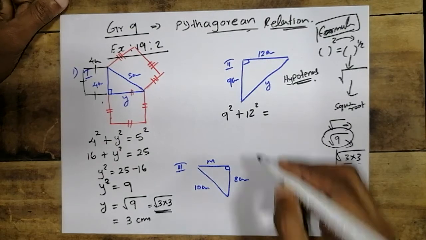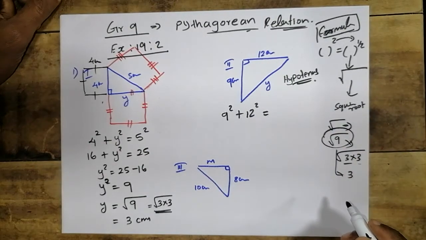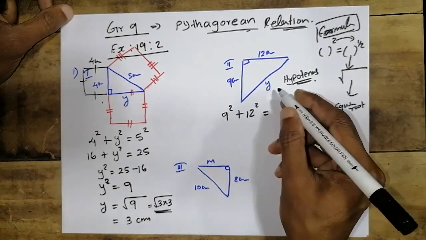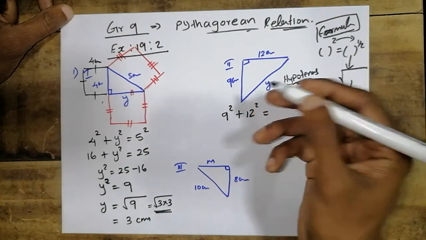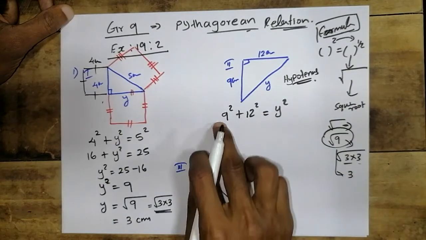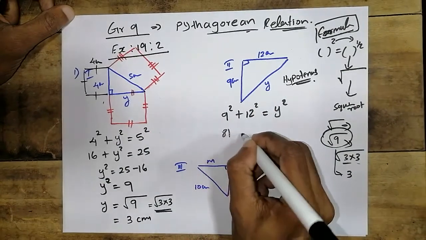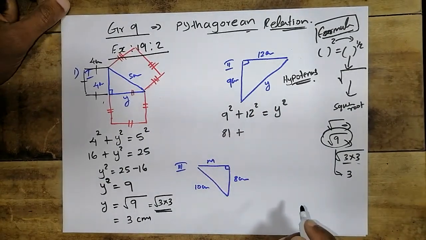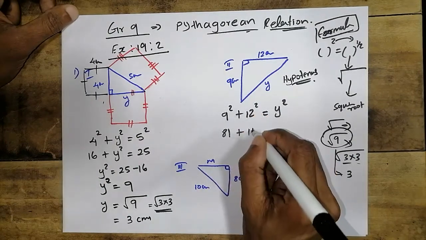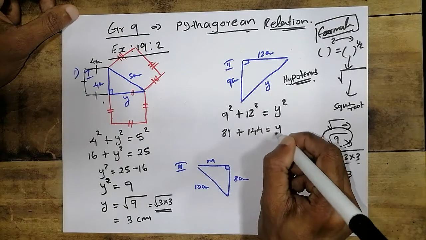Okay students, okay. The area of the square on the hypotenuse will be y into y, because one of the sides is y, so the other side is also y, so y squared. So 9 squared is 81, 9 into 9. You should be familiar with the multiplication table also. So 12 into 12, 144, is equal to y squared.